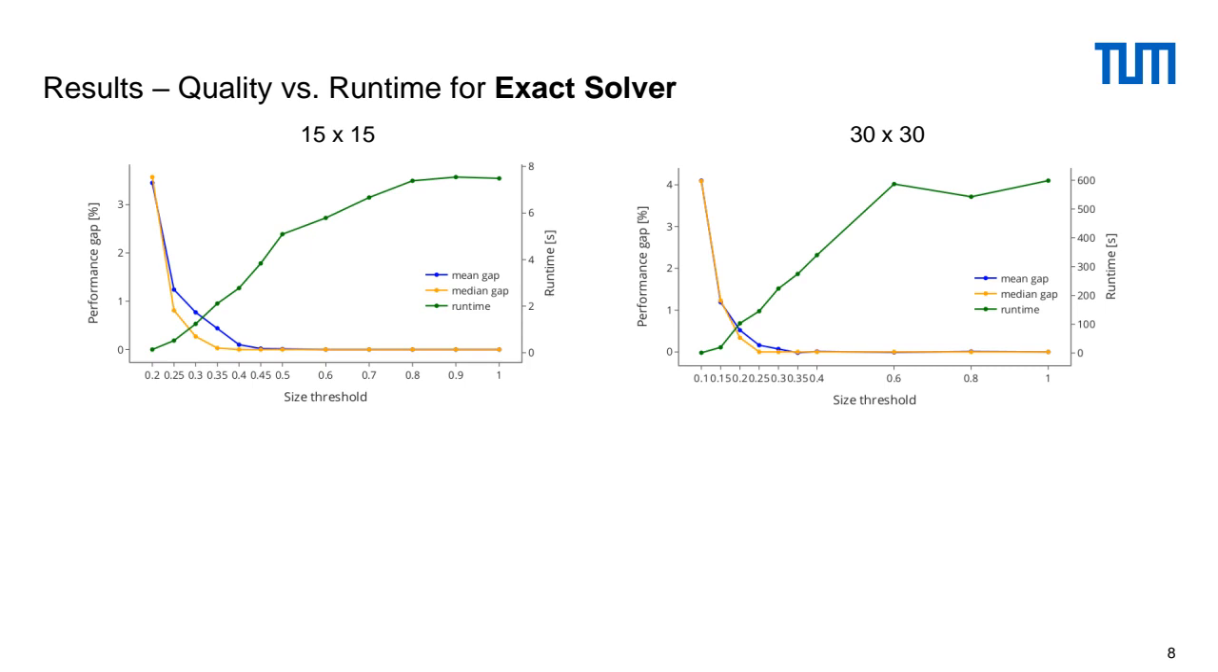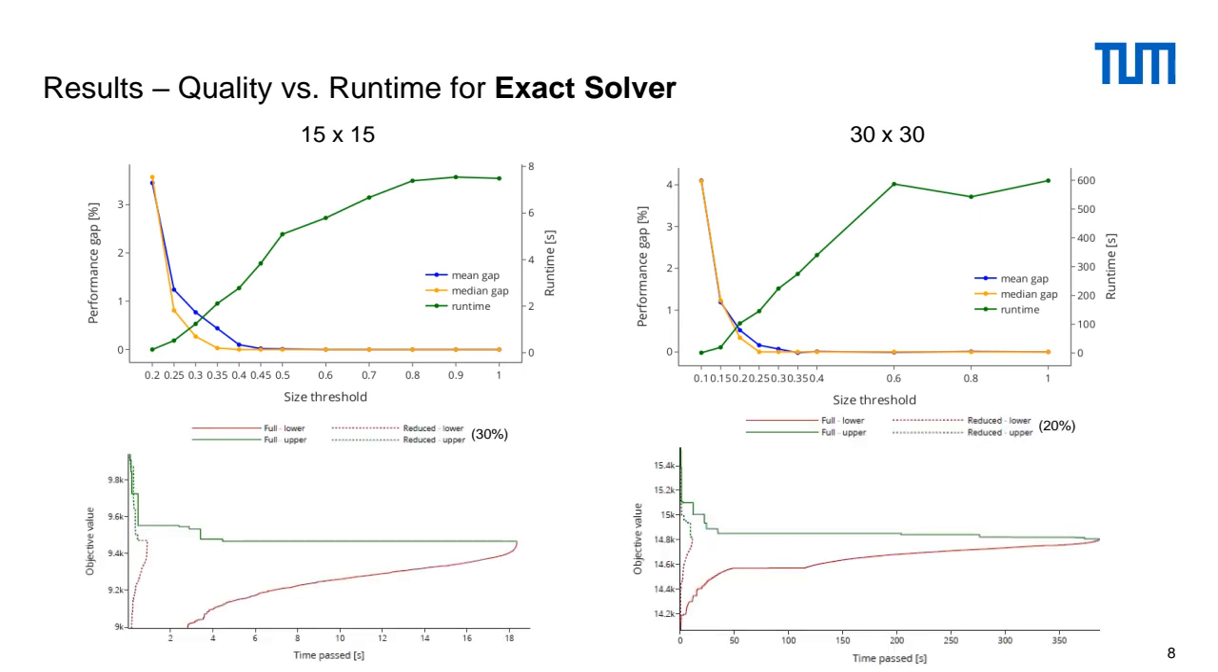Now let's look at larger instances. Remember, we only train on small instances. So looking at larger instances will show us how well our model generalizes. And actually, the results are very similar. We still get a very good trade-off between runtime and solution quality when we apply the problem reduction.